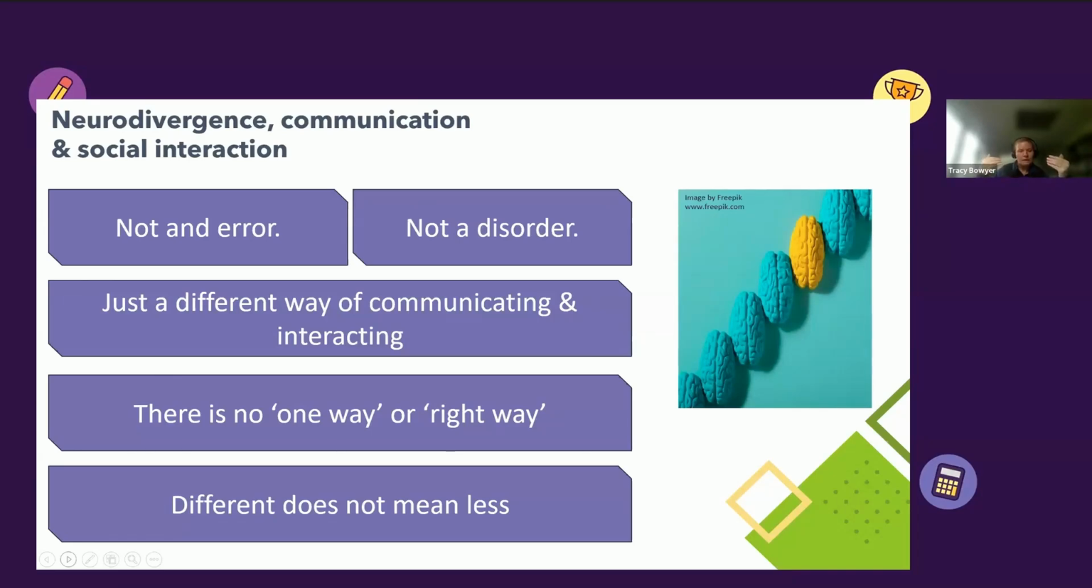Basically, they just have a different way of communicating and interacting. It's different, not less. Neurodivergent communication styles, whilst they will often differ from what is typically expected, doesn't make them less valid or less effective. For example, some young people might prefer direct, clear language.